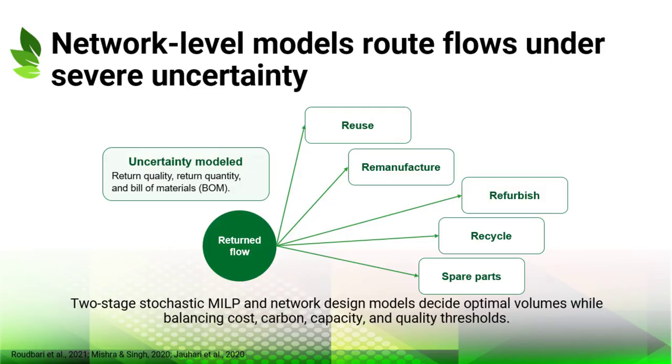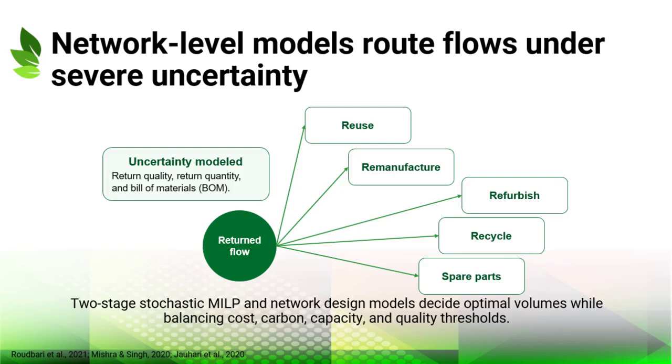Network-level models route return flows under severe uncertainty. Instead of deciding one unit at a time, they determine how volume should move through reuse, refurbishment, remanufacturing, recycling, spare parts, or disposal pathways. The uncertainty is substantial. Managers may not know return quantity, return quality, or even the exact bill of materials available from returned products.